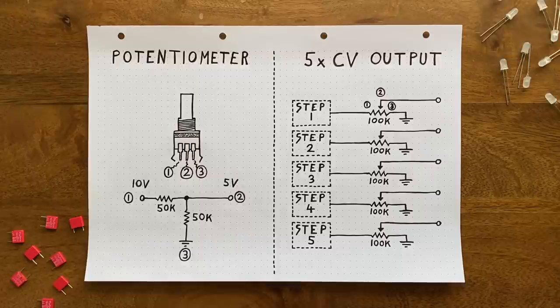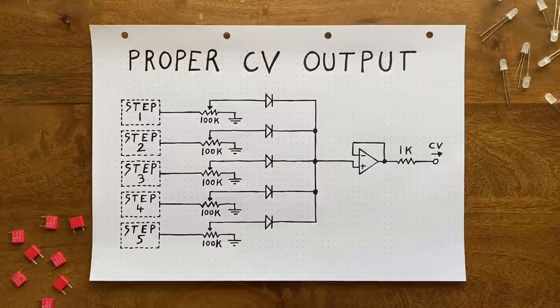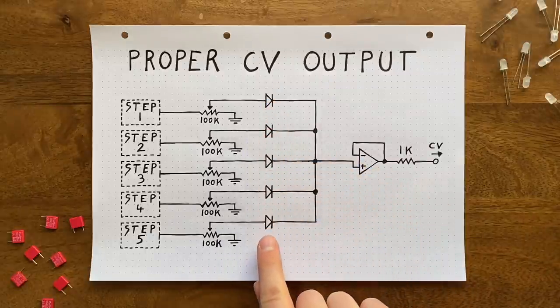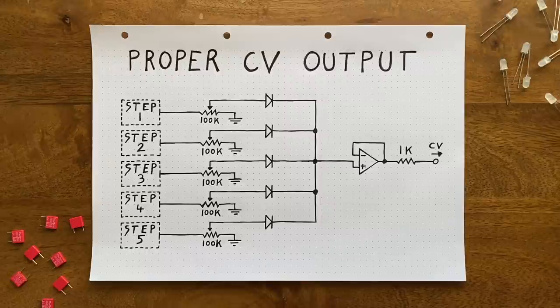Easy, with a bunch of diodes. As we've discussed earlier, diodes only let current pass through in one direction. So if we place one after every individual step output and then connect all the diodes together, the problem should be fixed. Because now, no current can flow back into the outputs, since the diodes are blocking that.